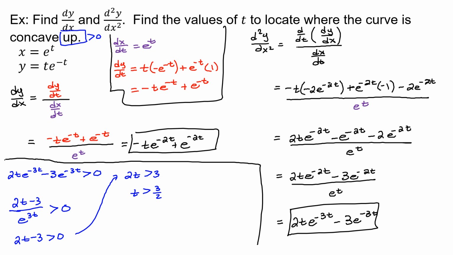So as long as you pick any value of t bigger than 3 halves, or you could write it in interval notation, 3 halves to infinity, as long as you pick any value of t greater than 3 halves, your function should be concave up. And if you go the other way, probably concave down, anything less than 3 halves.